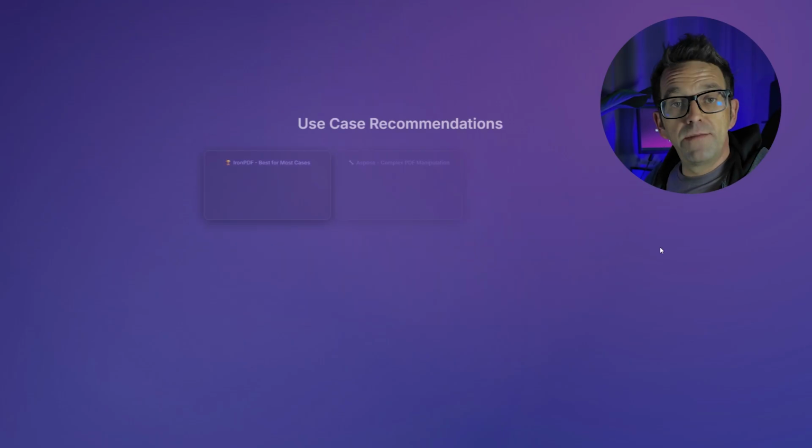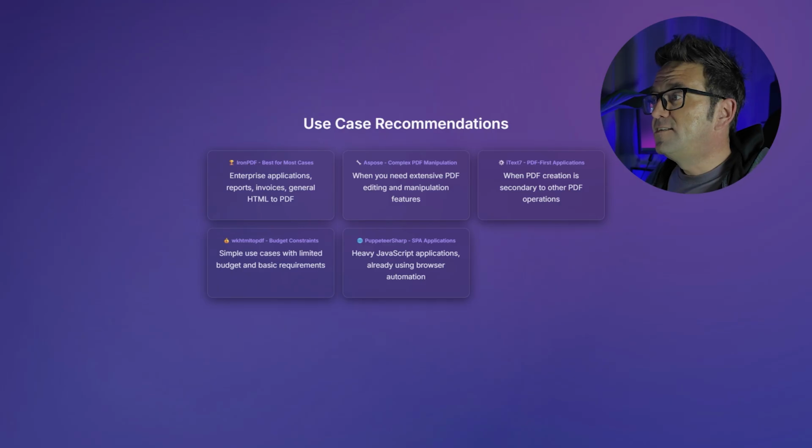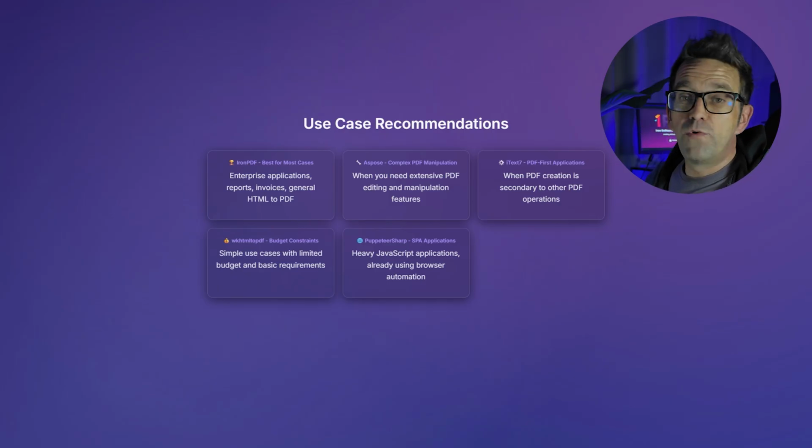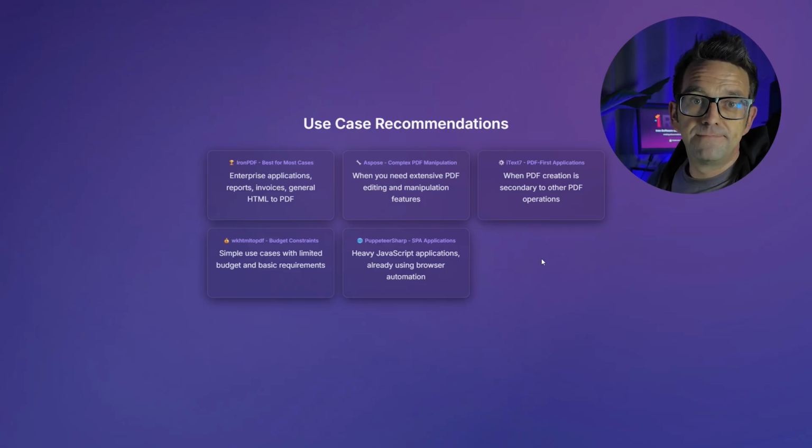So for specific recommendations, choose IronPDF for most enterprise applications, reports, invoices, and general HTML to PDF needs. Consider Aspose only when you need extensive PDF manipulation beyond conversion. Use iText 7 for PDF-first applications. WkHtmlToPdf works great for budget-constrained, simple conversions. And Puppeteer Sharp fits JavaScript-heavy SPAs.